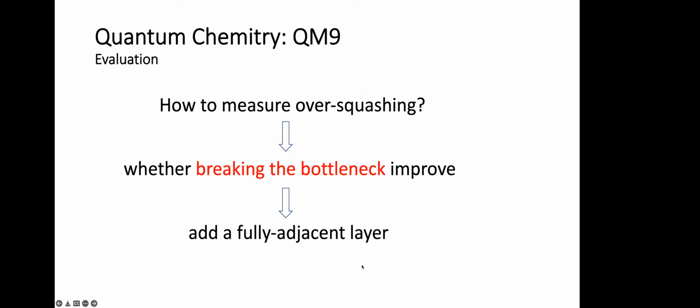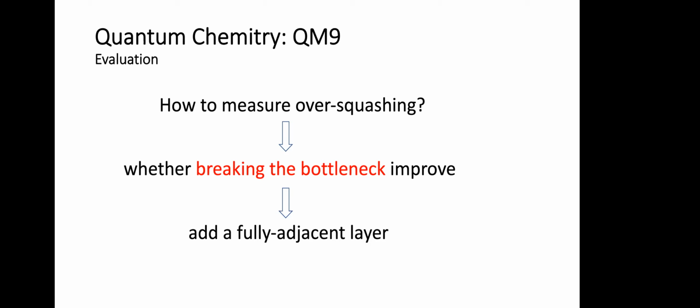Next, let's look at the real-life data sets. The second experiment is on the data set QM9. So how do we measure the over-squashing problem in the real data sets?